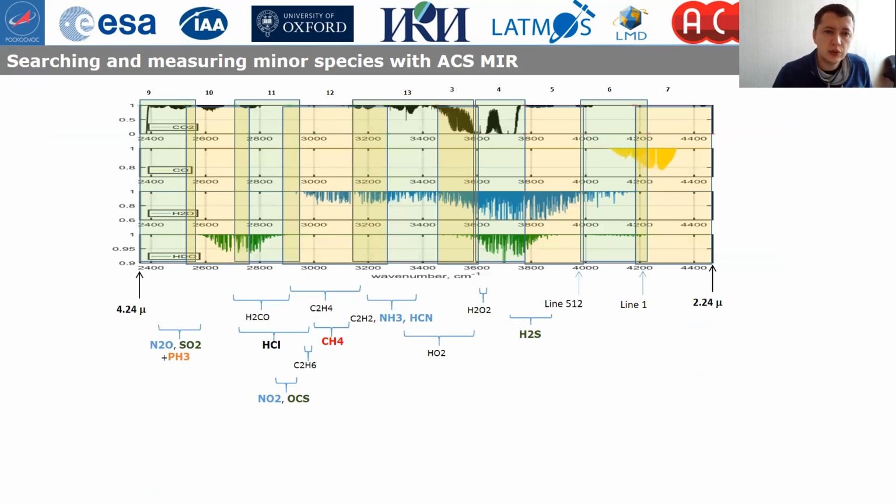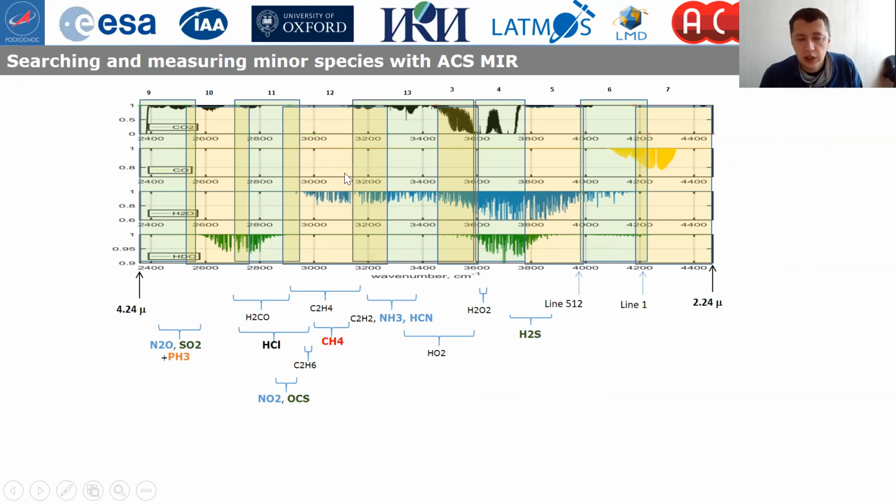So I will not go into details about the hardware. I will just say that we're not measuring the whole range at once. We're actually doing it window by window with the secondary diffraction grating. So at once we're measuring only a portion of the whole spectrum, for example, the so-called position 12, let's say. And by doing that, during one occultation, we're measuring this range of wave numbers.